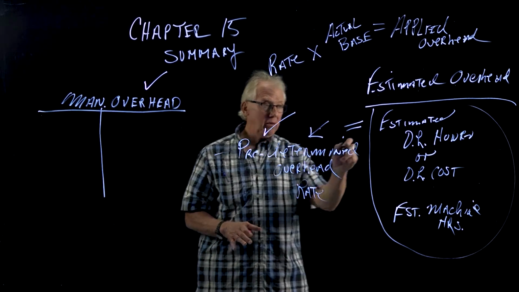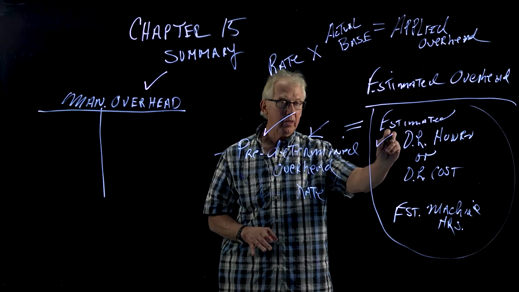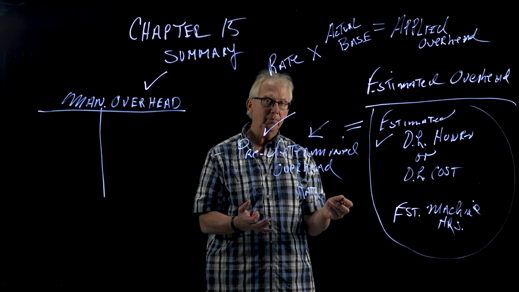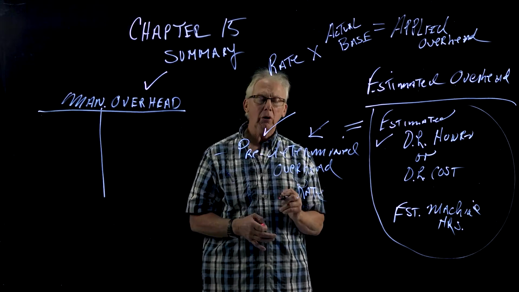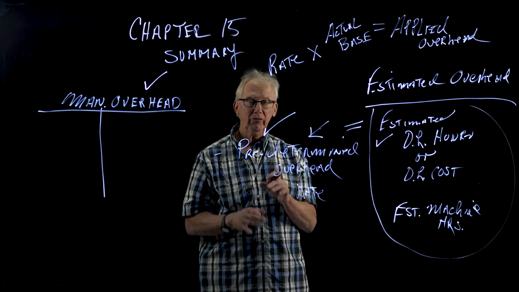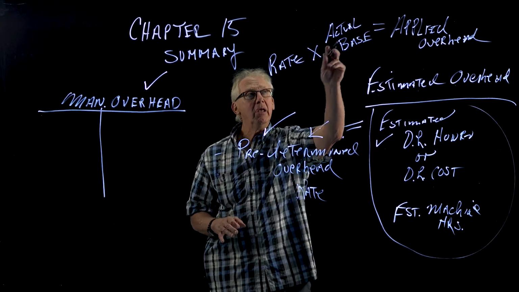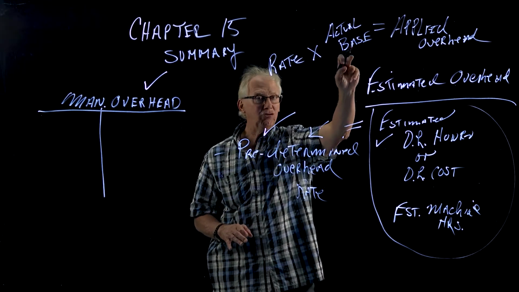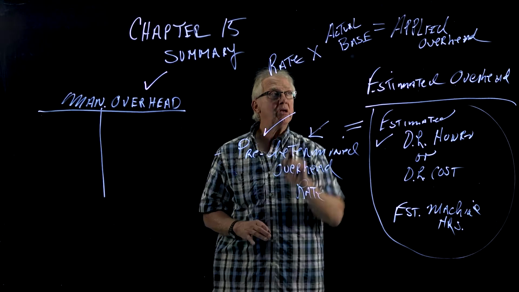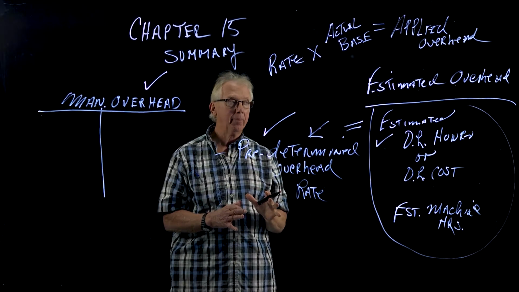Applied overhead. Okay, so again, the rate that we come up with, the predetermined overhead rate, multiplied times the actual base, okay? You have to look at what you used as a denominator here and say, for example, we used estimated direct labor hours. Then we have to look in the problem for the actual direct labor hours that were used on the job. And we take this rate and we multiply it times that actual, and we come up with an amount called applied overhead.